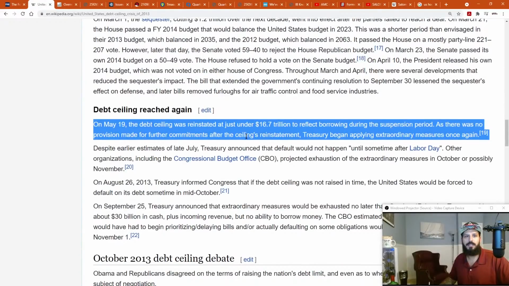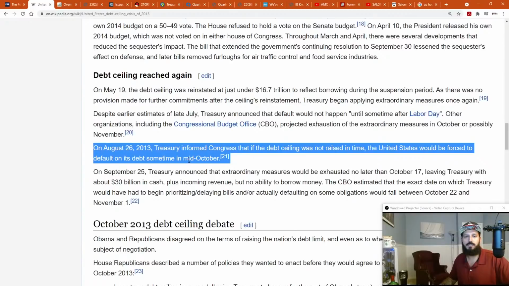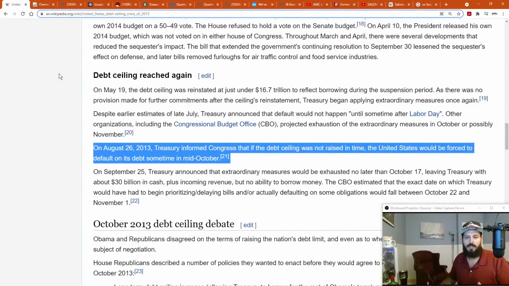So it was reinstated again, and on August 26th, the Treasury informed Congress that if the debt ceiling was not raised in time, the United States would be forced to default on its debt sometime in mid-October. Janet Yellen already told us that we could default on our debt before or after Congress comes back on September 20th, 2021. And now with COVID and FEMA spending, there's hundreds of billions of dollars in hurricane relief. They're going to need more money than ever.